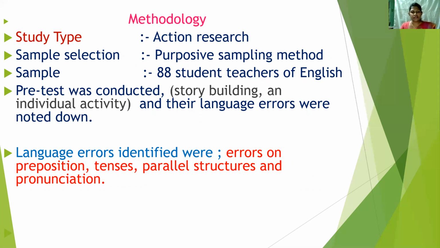88 student teachers of English were selected for my research, and the purposive sampling method was employed. I conducted a pre-test, a story building activity. It's an individual activity. When they were doing the story building activity, I noted down all the errors, and they were given marks under the criteria: fluency and coherence, vocabulary, accuracy, and pronunciation. The language errors identified during their speaking activities were errors on prepositions, tenses, parallel structures, and pronunciation.